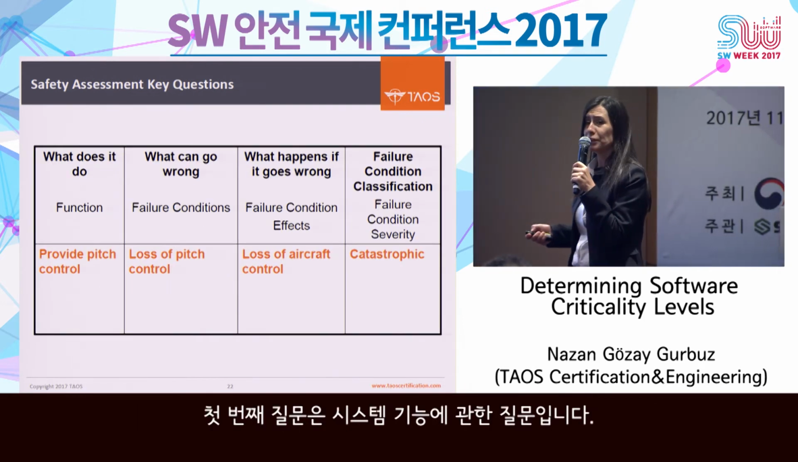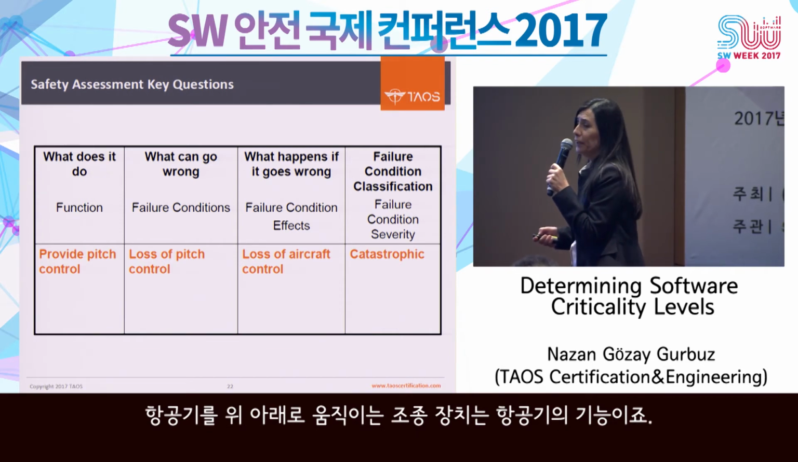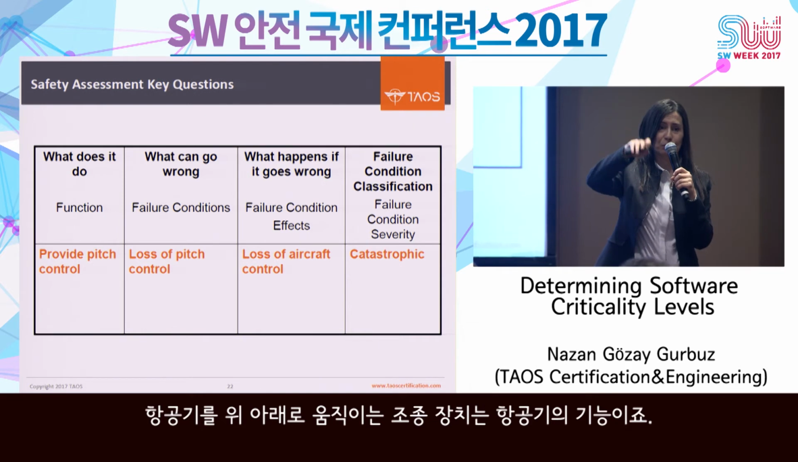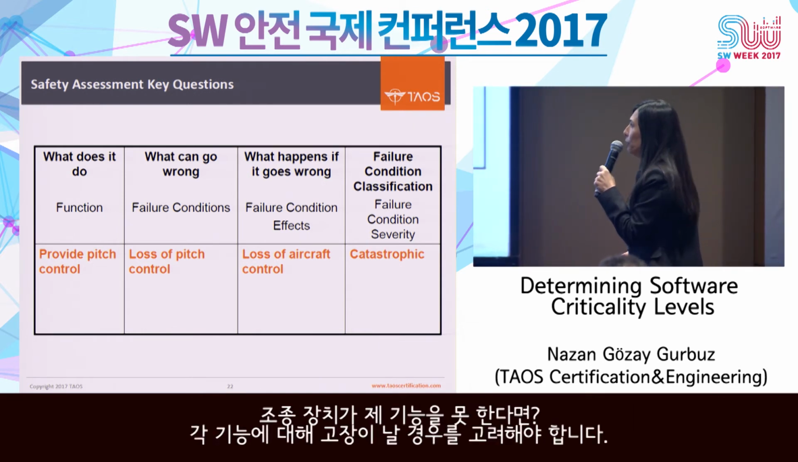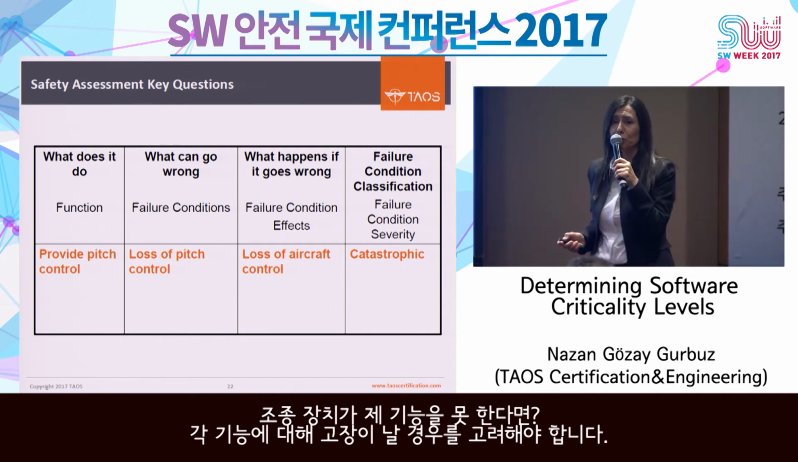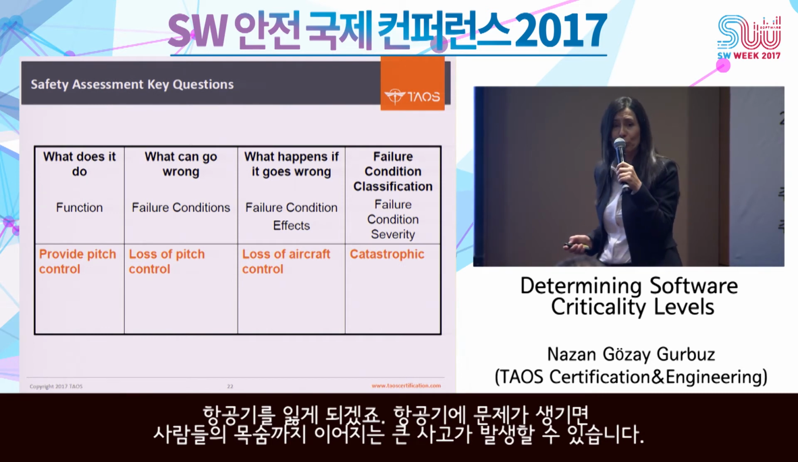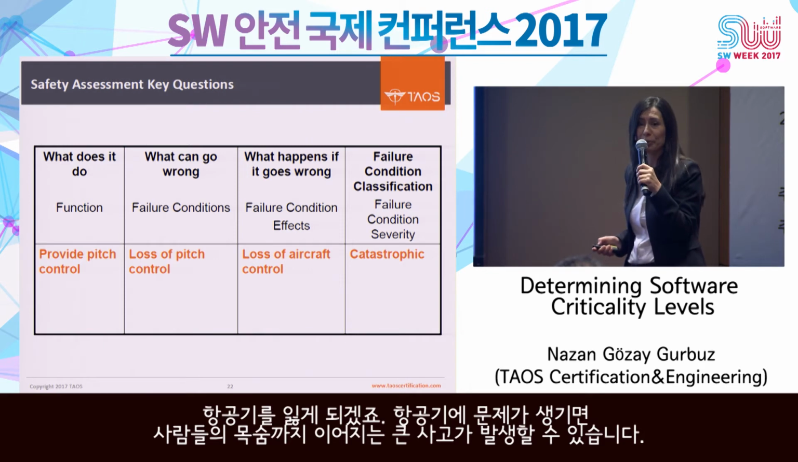The question of what it does is about the function of a system. For an aircraft, pitch control, the up and down movement, is a function of the aircraft. What if we lose that pitch control? This is a failure condition we should ask about for each function. We lose the aircraft. If we lose the aircraft, it has catastrophic consequences for the people.